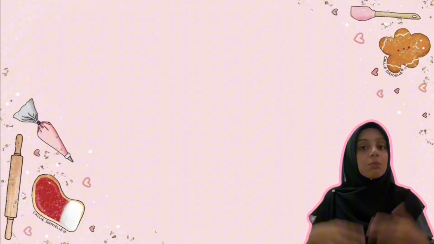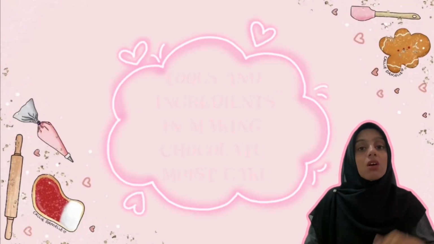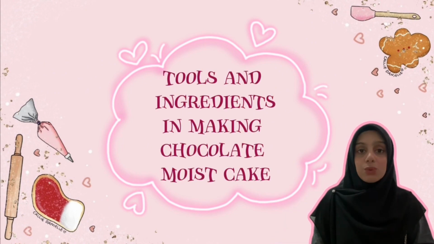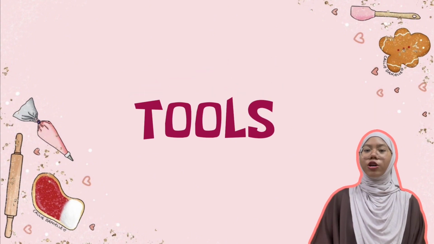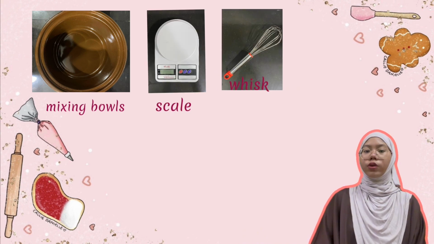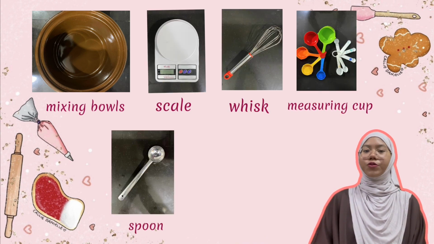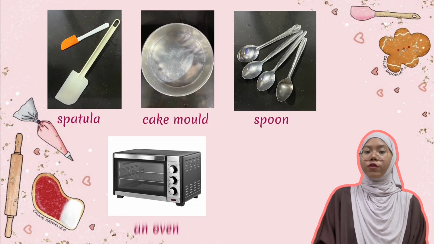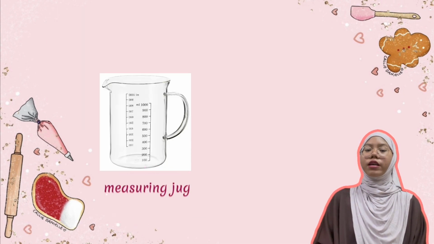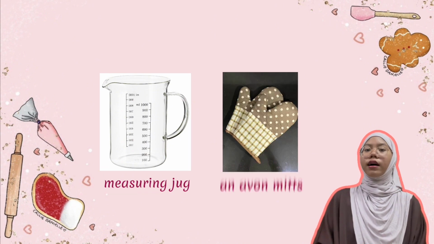Before I explain the procedure, I would like to list all the tools and ingredients used in making a chocolate moist cake. There are several tools available for making a chocolate moist cake. For the first one, mixing bowl, scale, whisk, measuring cup and spoon, sieve, spatula, cake mold, spoon, parchment paper, measuring jug, and the last one, an oven mitt.